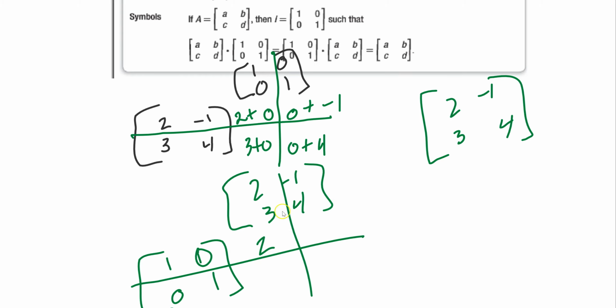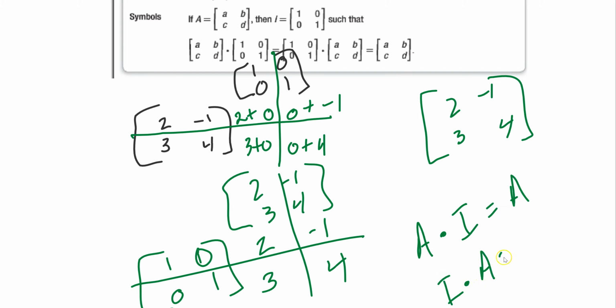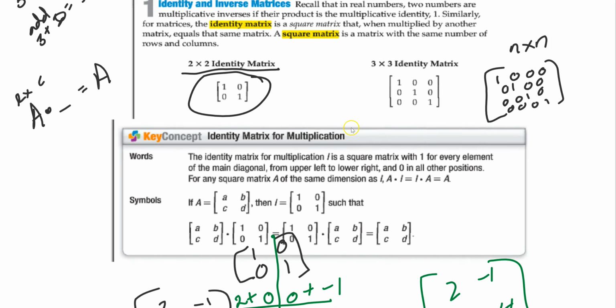Right here you get 2, right here you get negative 1, here you get 3, and right here you get 4. So it doesn't matter. Either way, that's what this says. If you multiply a matrix by what we call the identity matrix, you get the same thing back. And it works the opposite way also. So that's an identity. You multiply it, you get the exact same thing back. In matrices, that's 1, 0, 0, 1.